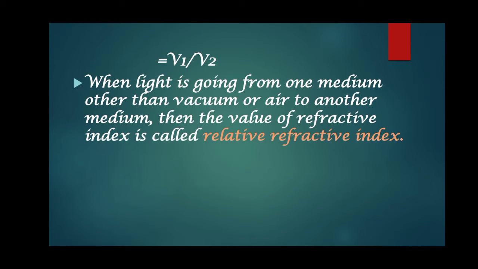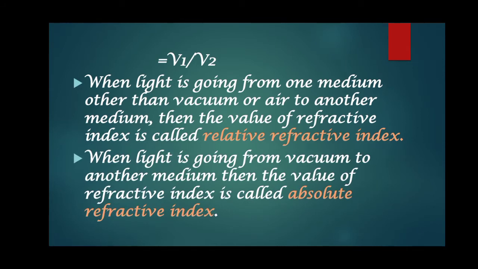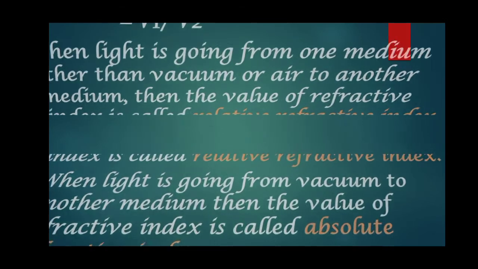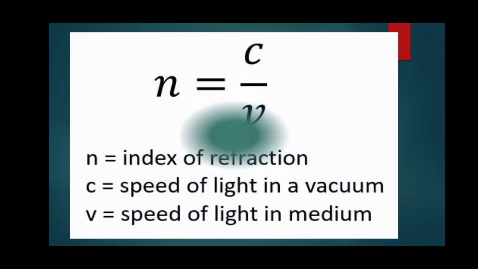When light is going from one medium other than vacuum or air to another medium, then the value of the refractive index is called relative refractive index. When light is going from vacuum to another medium, then the value of the refractive index is called absolute refractive index. n is equal to c by v, where n is the refractive index, c is the speed of light in vacuum and v is the speed of light in the medium.